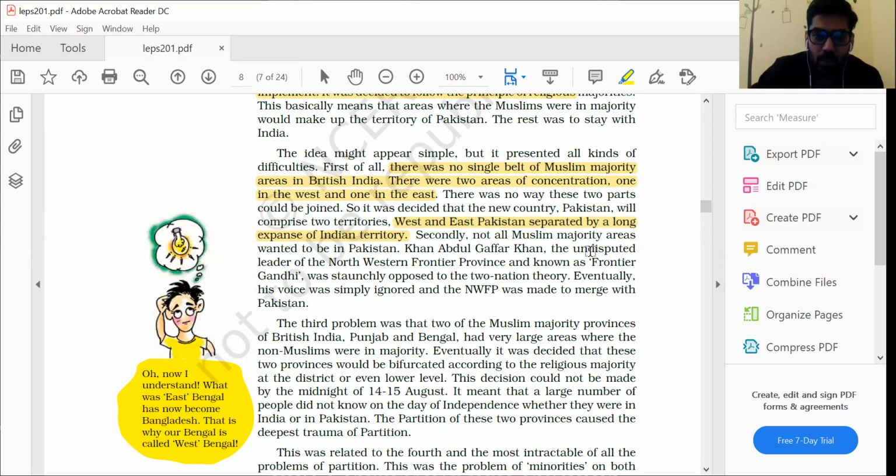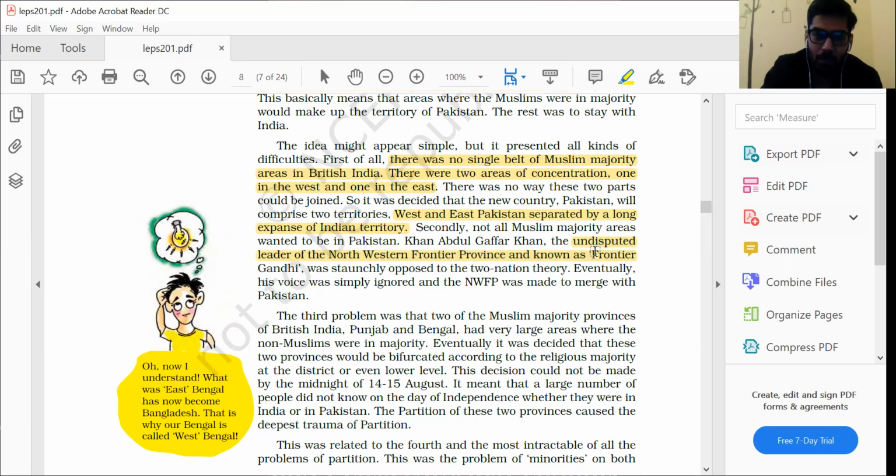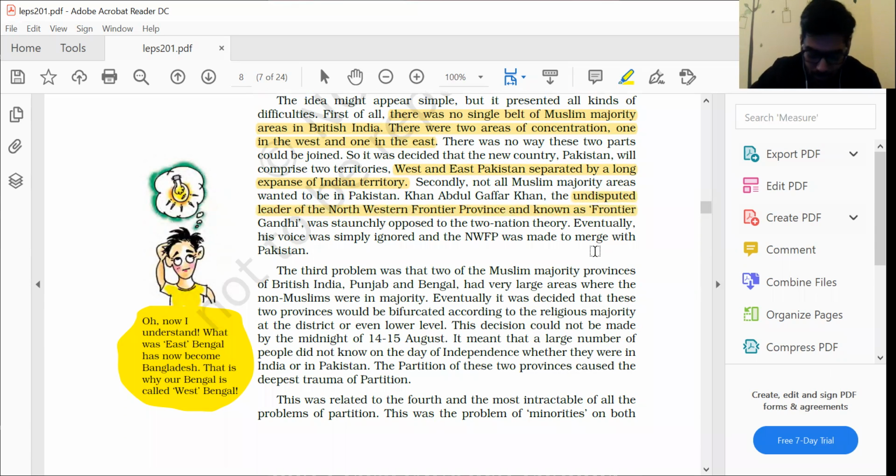Secondly, not all Muslim majority areas wanted to be in Pakistan. Khan Abdul Ghaffar Khan, the Frontier Gandhi as he was called, the undisputed leader of the NWFP, the Northwest Frontier Province, as I told you, wanted to be with India. But you know, the book is not saying anything on these things, so I'm not going to that. His voice was ignored, and finally the NWFP, despite resistance from Khan Abdul Ghaffar Khan, became part of Pakistan.